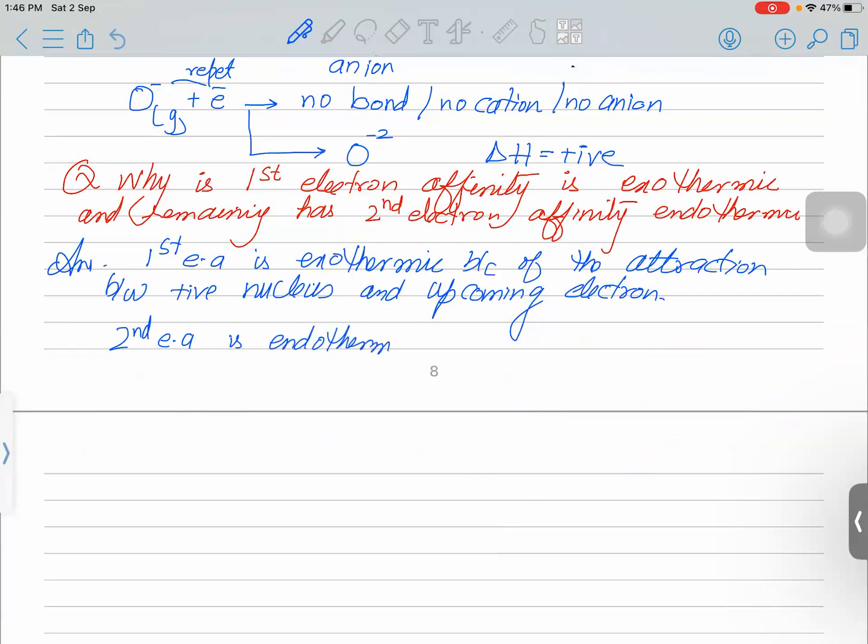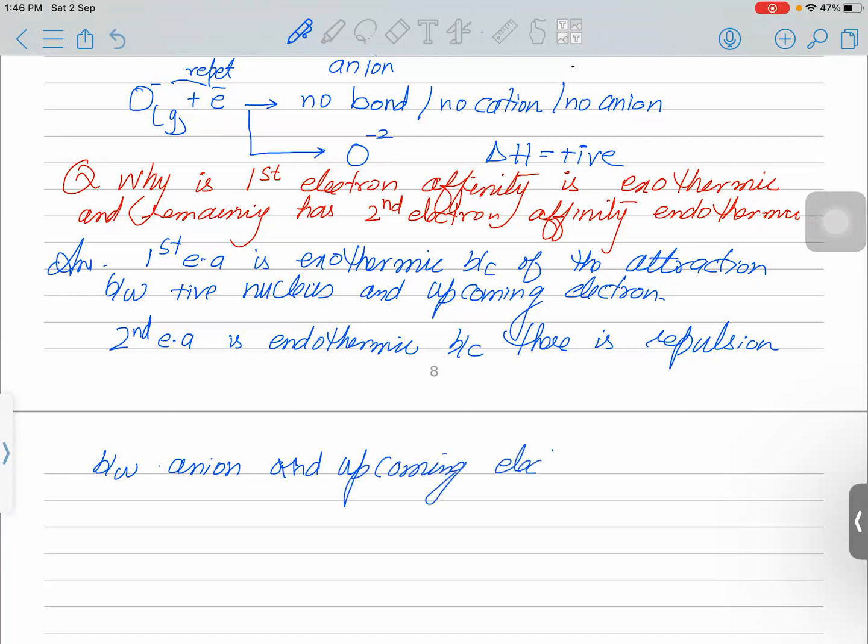Endothermic, because there is repulsion between the anion and the upcoming electron. Are you getting my point or not? Yes, sir. Both are negative.